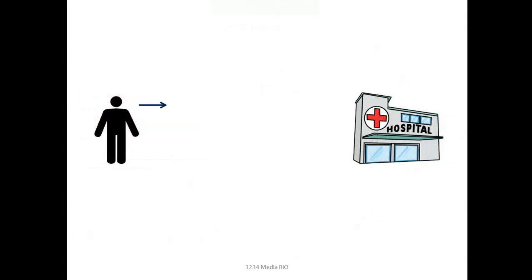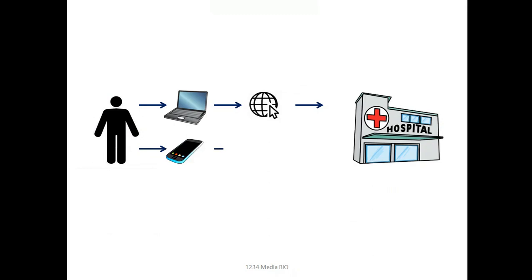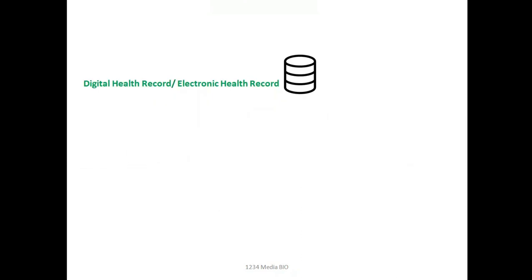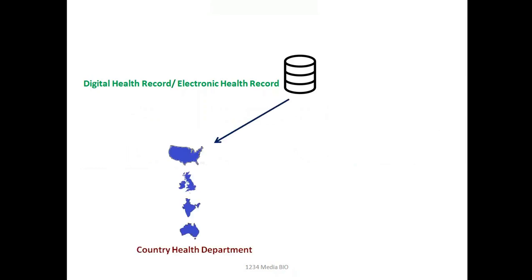So, you can send your health information through your laptop or PC via the internet to the hospital. Or you can use your smartphone to send the information to the hospital via the internet. And the hospital in return sends treatment information to you through the same medium. So here's the database, which stores your digital health record, or electronic health record. It is generally kept with your country's health department, or you can keep it with yourself.